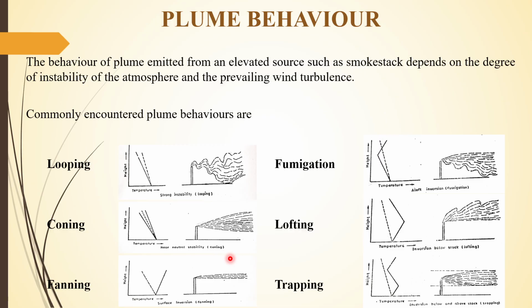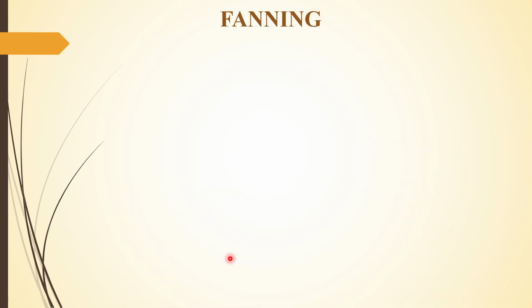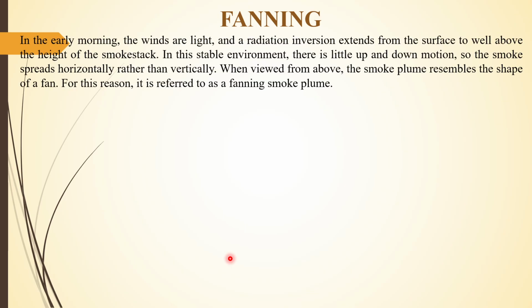So first we discuss fanning, and we discuss it in a series from the morning actually. In the early morning the winds are light and the radiation inversion extends from surface to well above the height of the smokestack. And in this stable environment there is little up and down motion, so the smoke spreads horizontally rather than vertically.